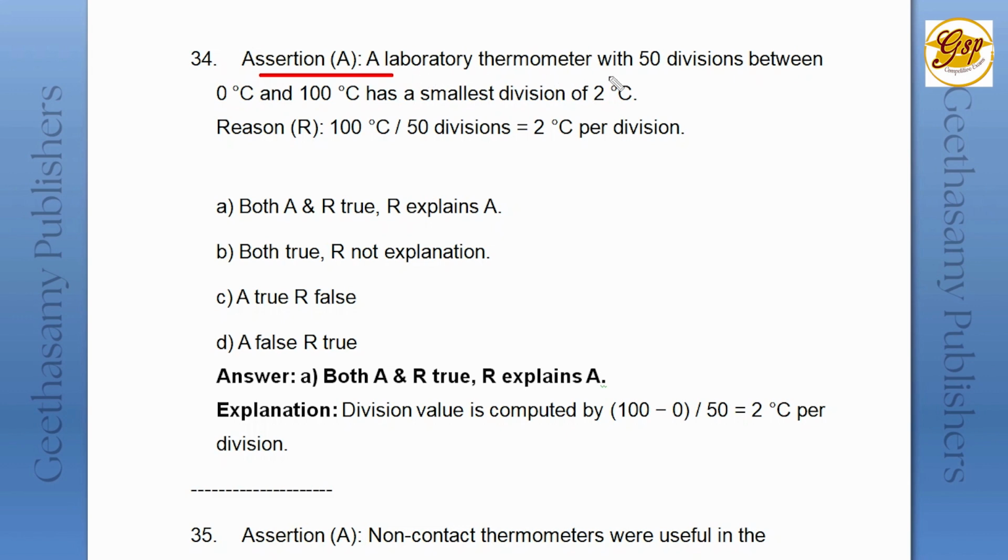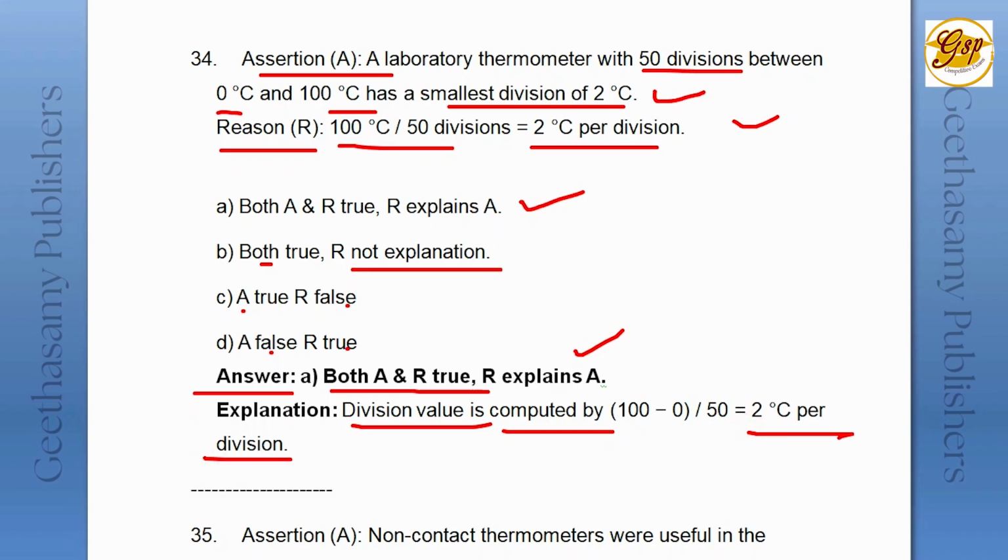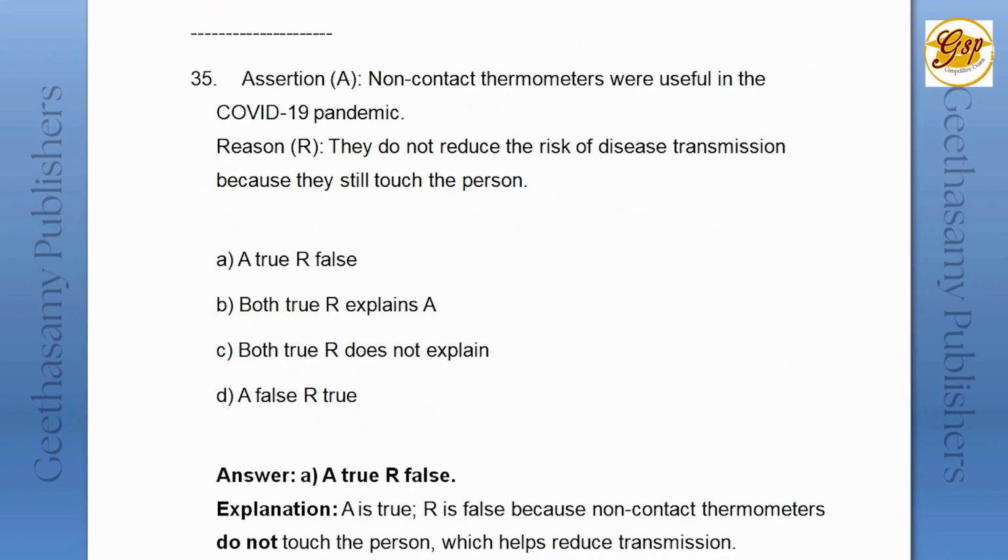34th question. Assertion: A laboratory thermometer with 50 divisions between 0 degrees and 100 degrees centigrade has a smallest division of 2 degrees centigrade. Reason: 100 divided by 50 divisions gives 2 per division. Options: both A and R are true and R explains A; both are true but R does not explain A; A true, R false; A false, R true. The answer is both are true and R explains A. See, the division value is computed: 100 minus 0, divided by 50, that is 2 degrees per division. Fine. It is a simple calculation.